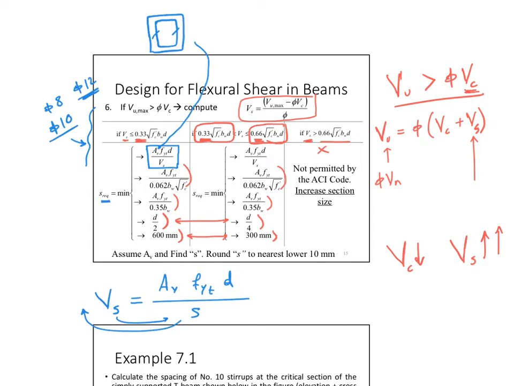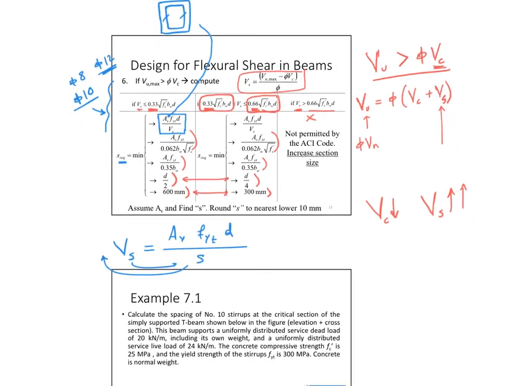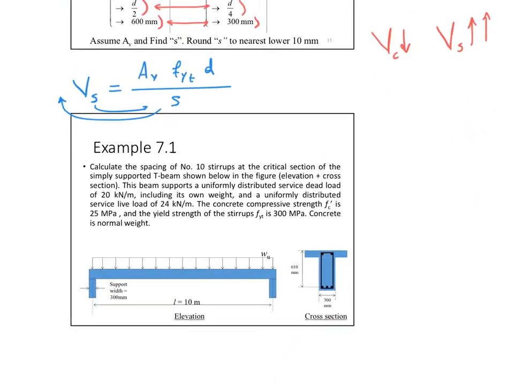So it's kind of a trade-off. You have to assume something and then work your way through to get other values. If those other values make no sense, if they're too small or too big, you change and update your design accordingly. Let's get into an example.